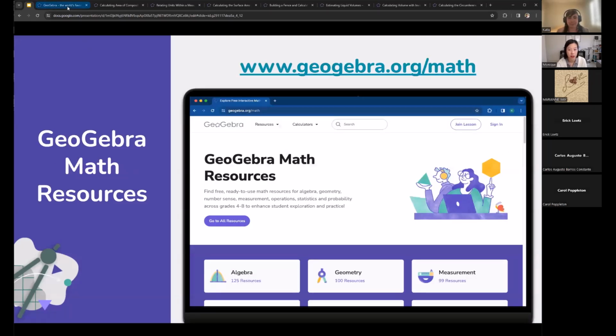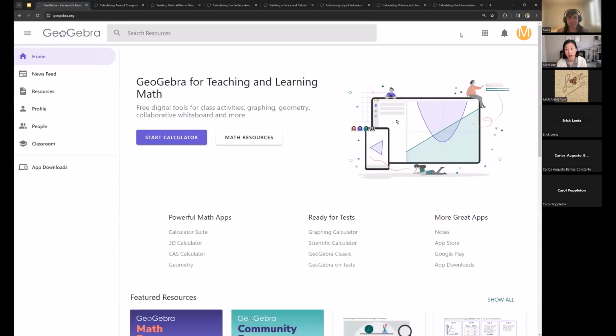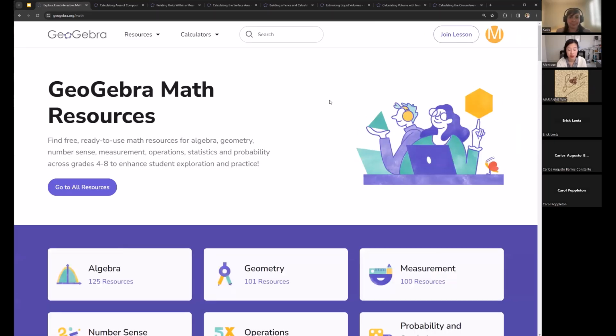So why don't we start off with looking at the GeoGebra homepage. For those of you who have been keeping up to date, this should be very familiar to you all, but for those of you who are coming into this new, or have used GeoGebra before but are not familiar with the resources, we can point you to where you can find what we'll be showing you from the website. So this is the GeoGebra homepage, geogebra.org. And right in the middle, there is a Start Calculator button, and there's also a Math Resources button. The Math Resources button will direct you to our geogebra.org/math page.